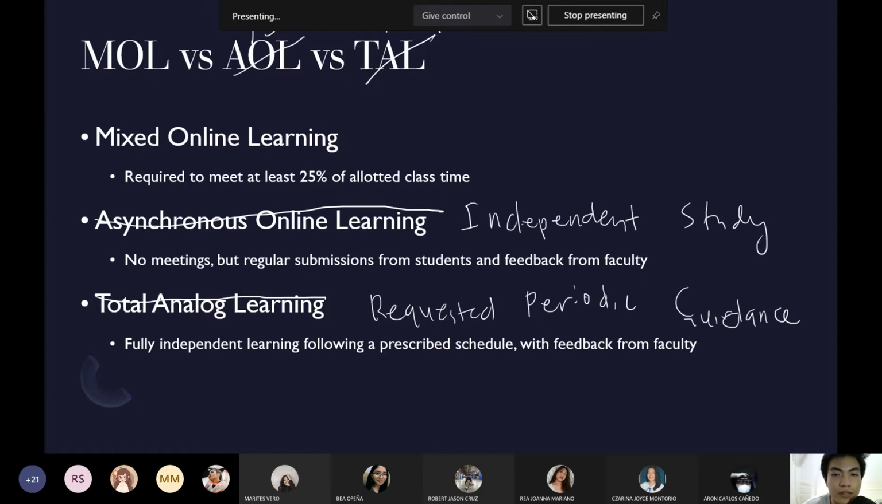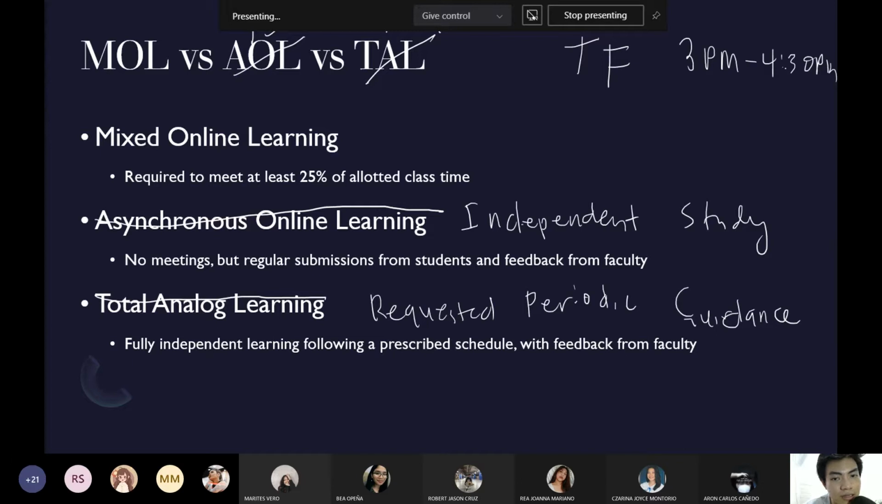Okay. So for the mixed online learning, you are very familiar with this one na. So for the mixed online learning, we attend the online sessions here on Canvas. That will be regular every Tuesday, Fridays at 3 p.m. to 4:30 p.m. Okay. So yan yung magiging regular classes natin. Okay, so that's for the mixed online learning.